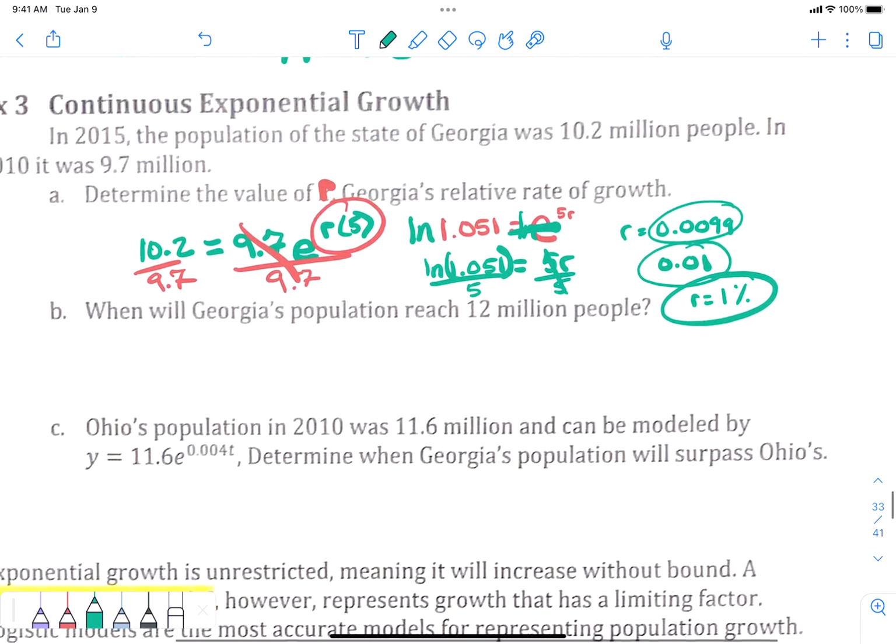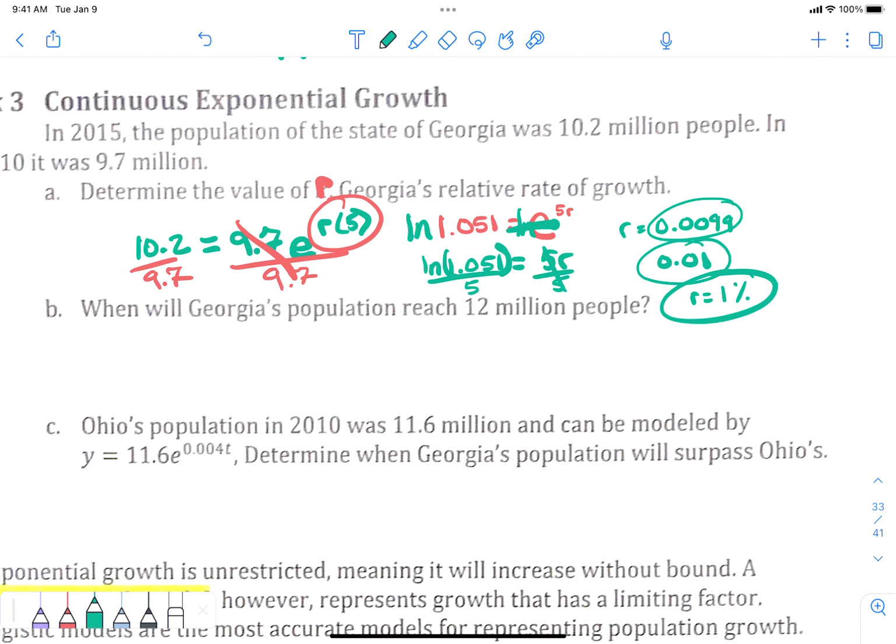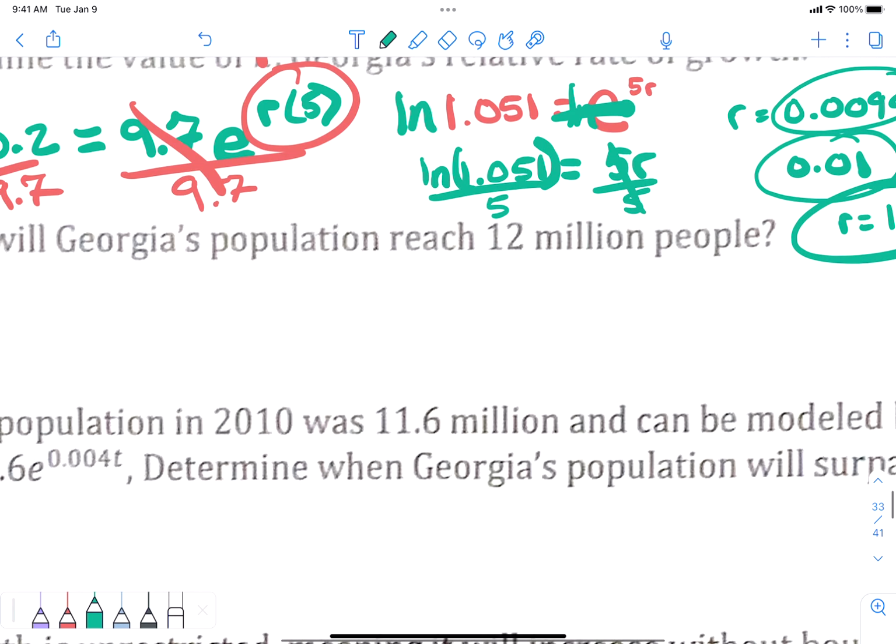All right. B says, when will Georgia's population reach 12 million people? So what is 12 going to be now?